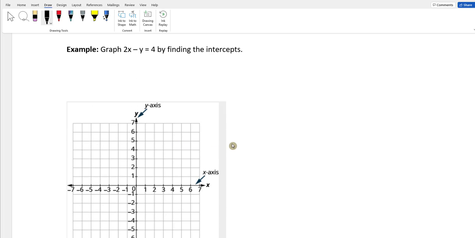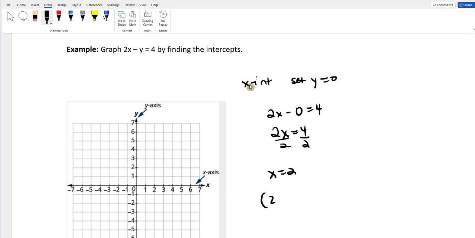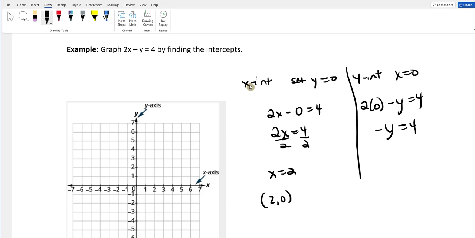So in this problem, we have 2x minus y is equal to 4. So let's go ahead and find the x-intercept. To find the x-intercept, we're going to set y equal to 0. So we get 2x minus 0 is equal to 4. That's 2x equal to 4. Divide everything by 2. x is 2. So the x-intercept is (2, 0). To find the y-intercept, we're going to set x equal to 0. So this will be 2 times 0 minus y equal to 4. That'll be negative y equal to 4, or y is equal to -4. So the point will be (0, -4).